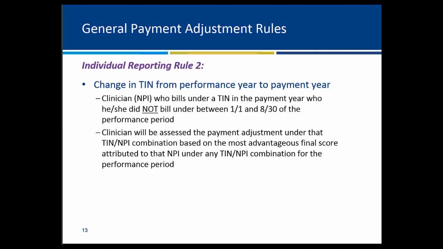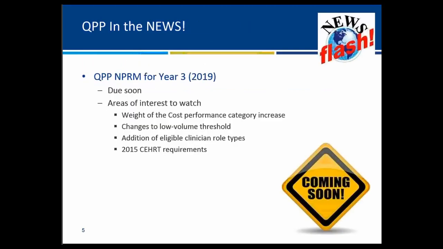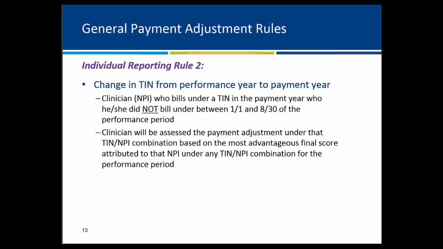So, individual reporting rule number 2. You can have a change in the TIN from the performance year to the payment year. We have a clinician or NPI who bills under a TIN in the payment year that did not bill to that same TIN back in the performance period of January 1st to August 30th. Maybe he or she left the practice, or they just started working out of a new clinic and they continue at the previous clinic. So the clinician will be assessed the payment adjustment under that TIN/NPI combination based on the most advantageous final score that was attributed to that specific NPI under any TIN/NPI combination for the performance period.